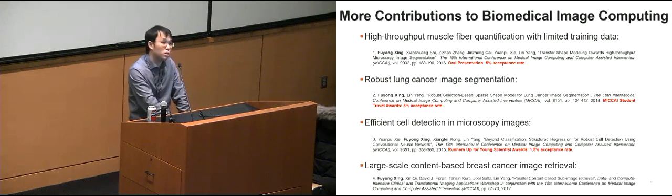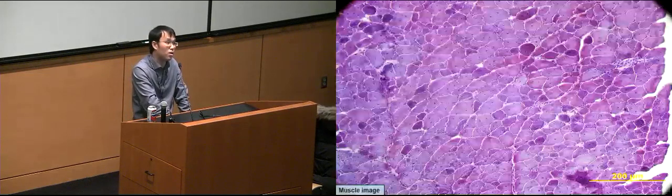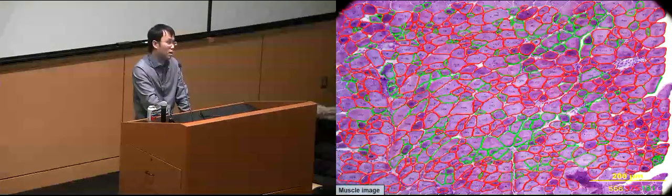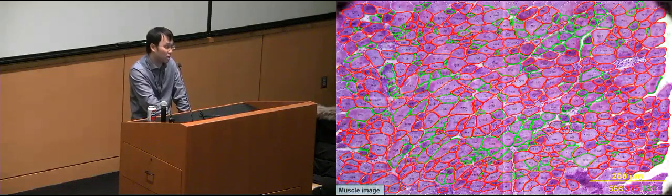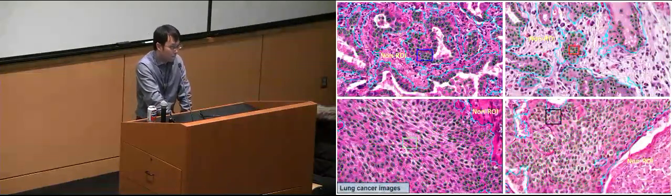So here I will quickly show you the results of the image quantification. For example, this one is the muscle image data. We quantify all of them and classify all the items as well. Some of them are diseased fibers, and the others are not diseased. And this is the lung cancer data as well. We quantify all these items, with detection and segmentation as well.